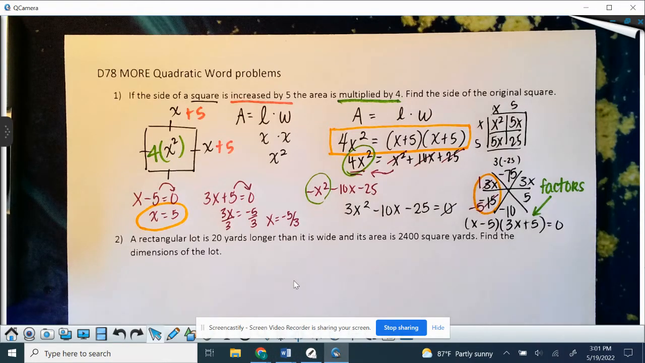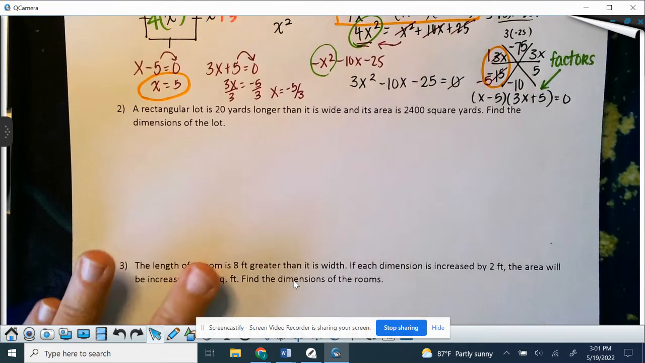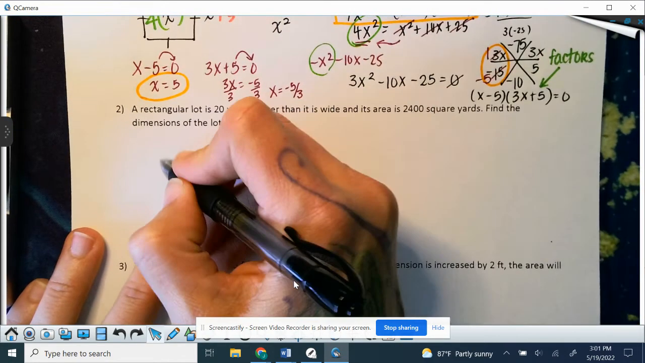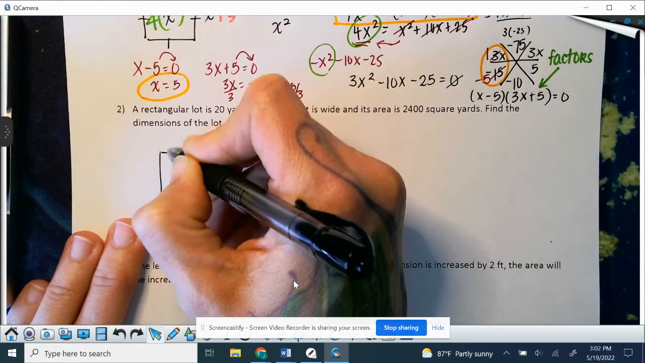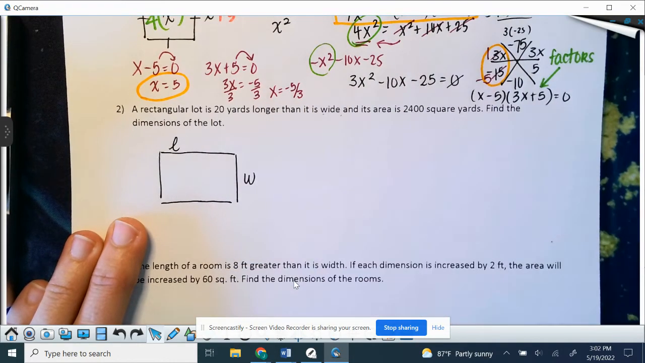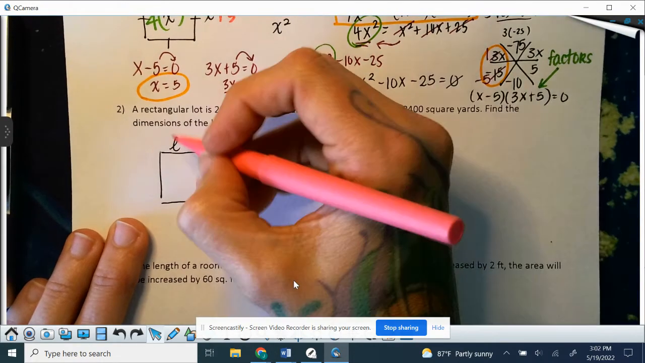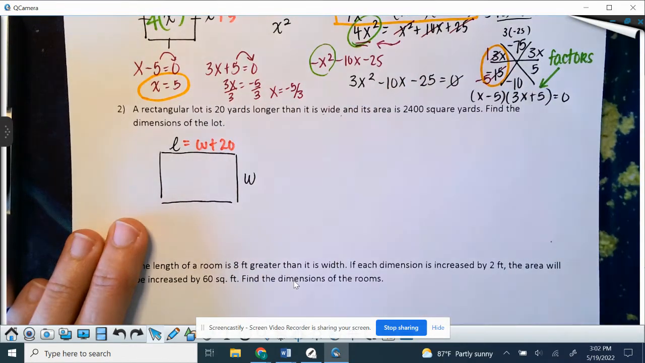All right, so our answer is 5 for this one. Number 2, a rectangular lot is 20 yards longer than it is wide. So I'm going to have a rectangle. Again, length and width. It's based off of its width. It's just 20 yards longer, so I'm going to put plus 20. So our length is going to be width plus 20.